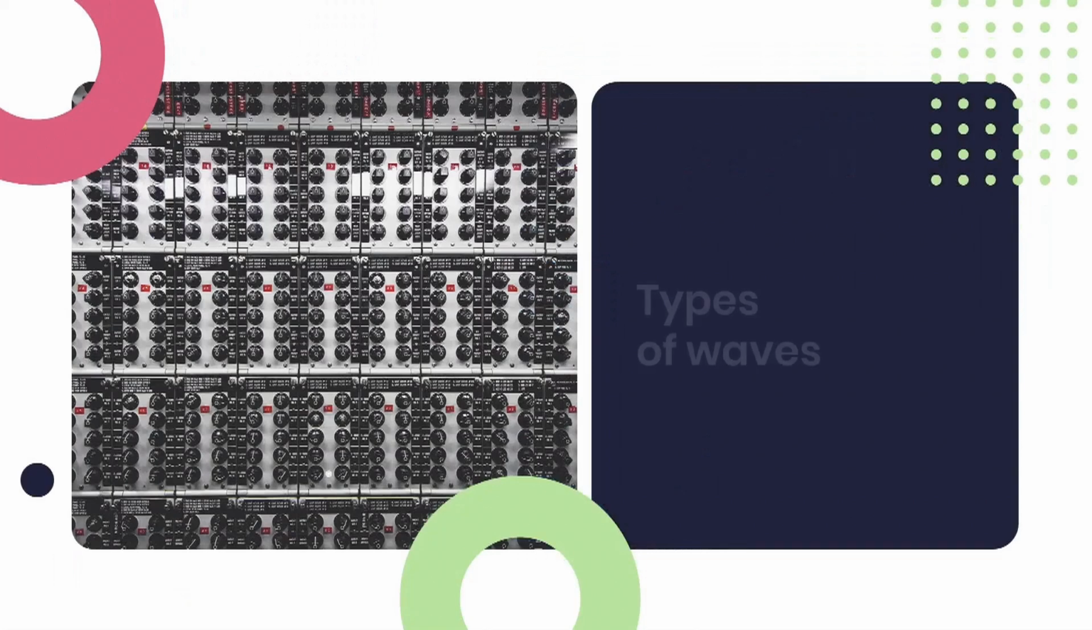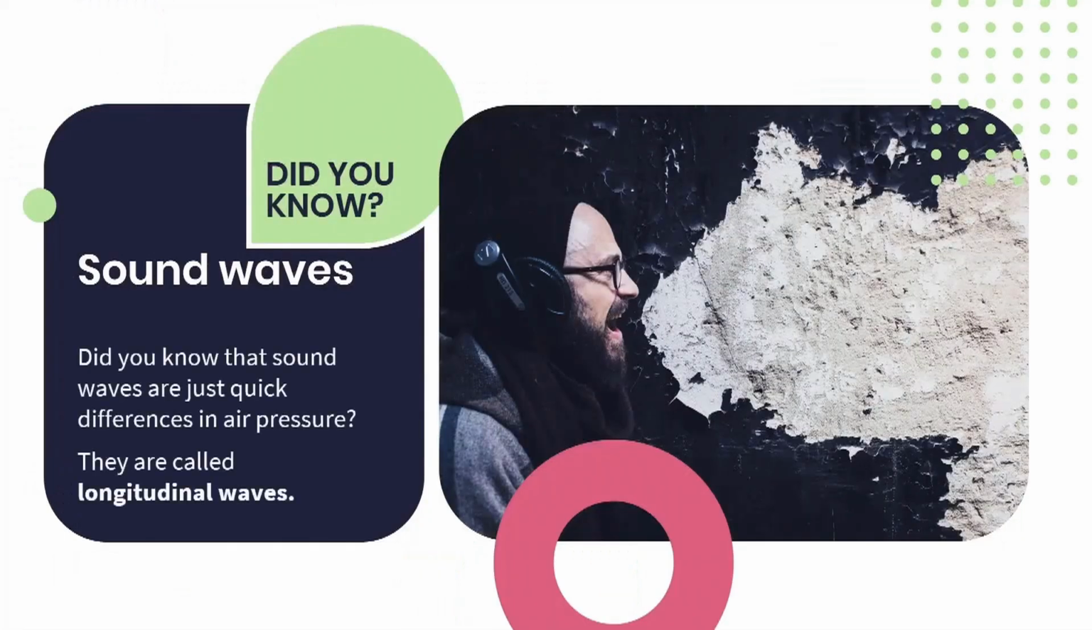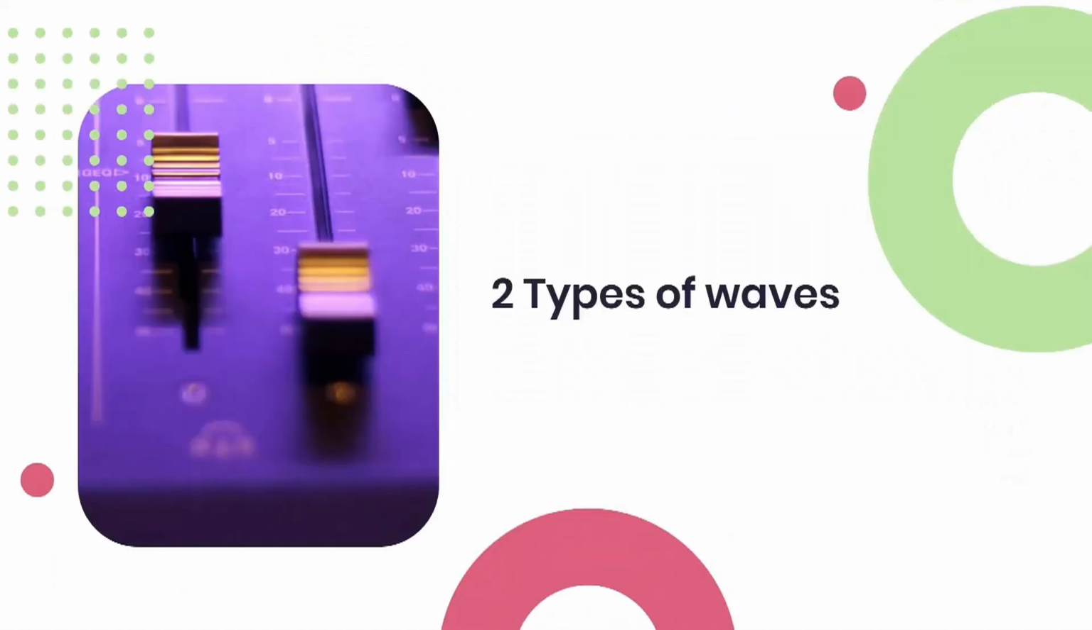Have you ever listened to really loud music and felt the vibrations of the sound in your body? Those vibrations in your chest happen because sound is actually very quick changes in air pressure. These very quick changes is what we refer to as a longitudinal wave. For the purpose of sound engineering, we'll be concerned with 2 types of waves: transverse and longitudinal waves.